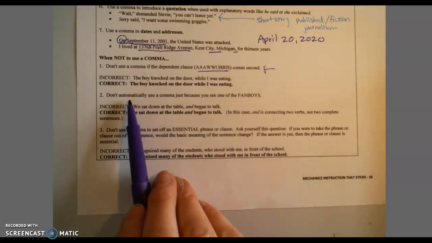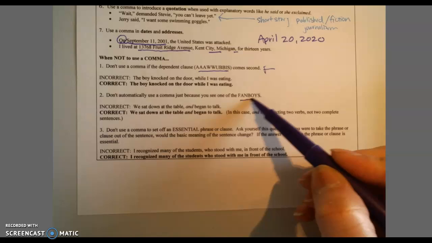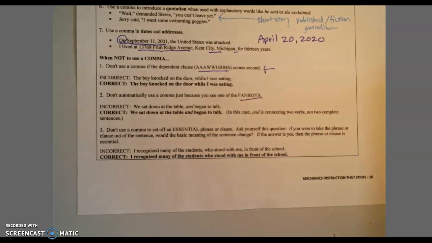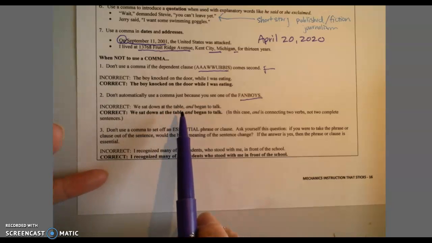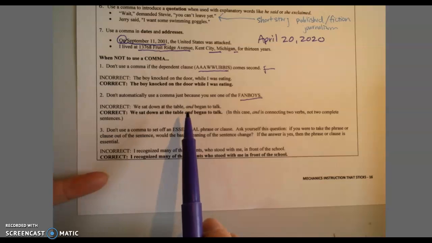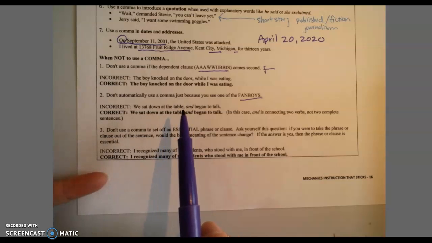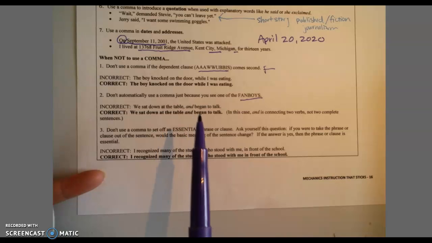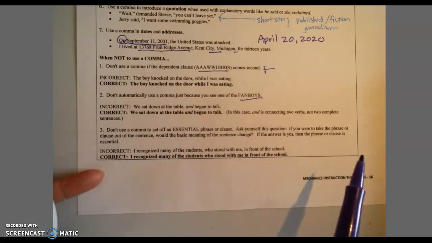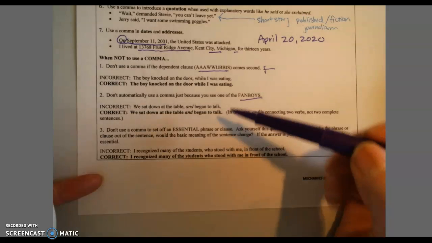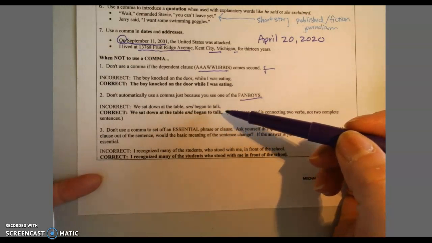We also do not automatically use a comma just because you see a FANBOYS. And I saw a lot of this in the papers, right? And on the Unit 5 grammar quiz, I put a question in there. She sat at the table and complained about her job, right? I put the comma there, and almost everyone got it wrong. They said, oh, that's correct. It's not. The and is not joining two independent clauses. The and is creating, in this case, a compound predicate, right?